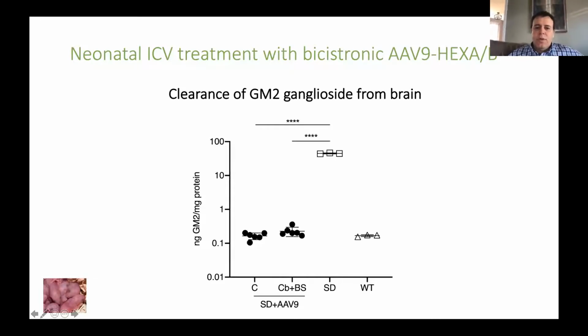Not surprising, when we measure GM2 levels in the cerebrum, the cerebellum and brainstem, we've essentially normalized GM2 ganglioside content in the brain, which is the lipid that accumulates in the brain of Tay-Sachs and Sandhoff patients and in the animals as well. So you can see here that the levels in AAV9 treated animals are essentially comparable to that found in normal animals. And of course, much, much lower than that observed in GM2 mice that are untreated.